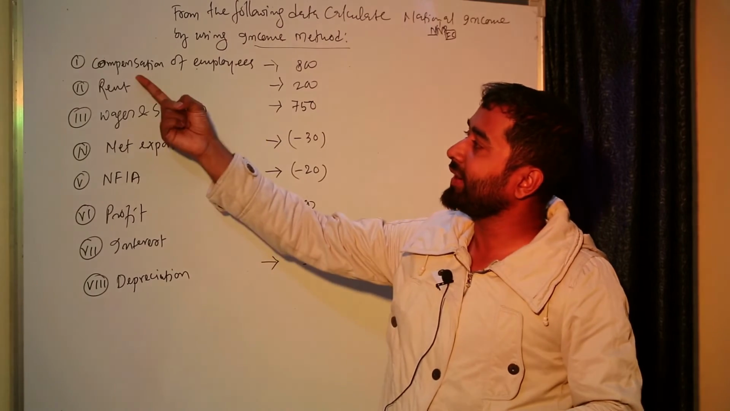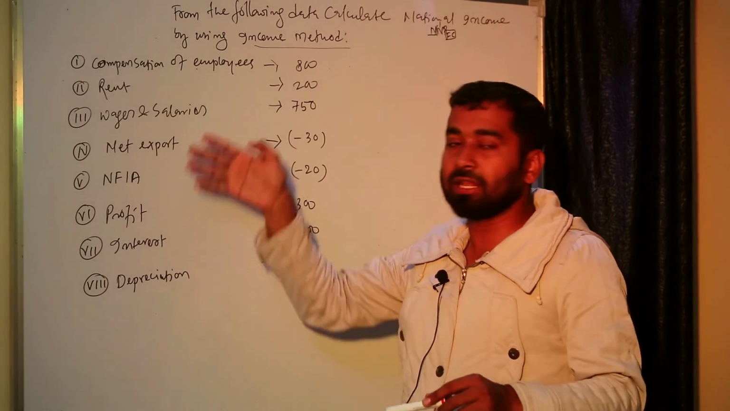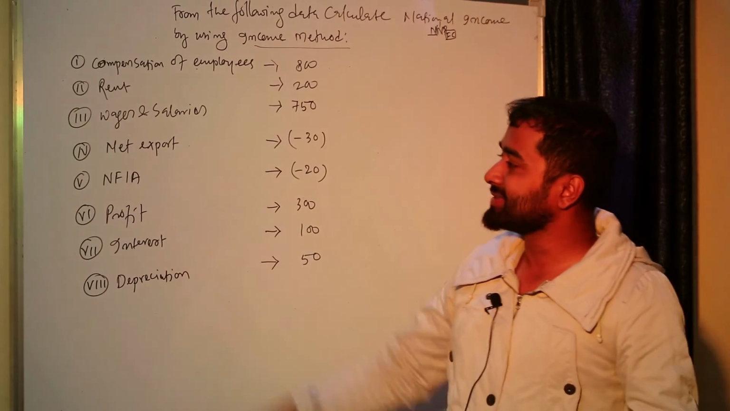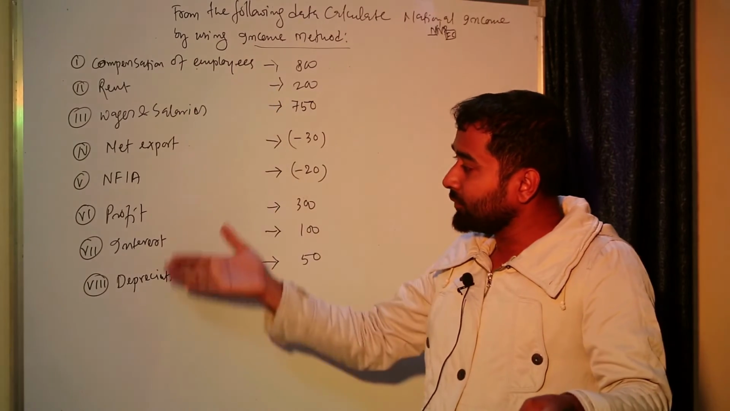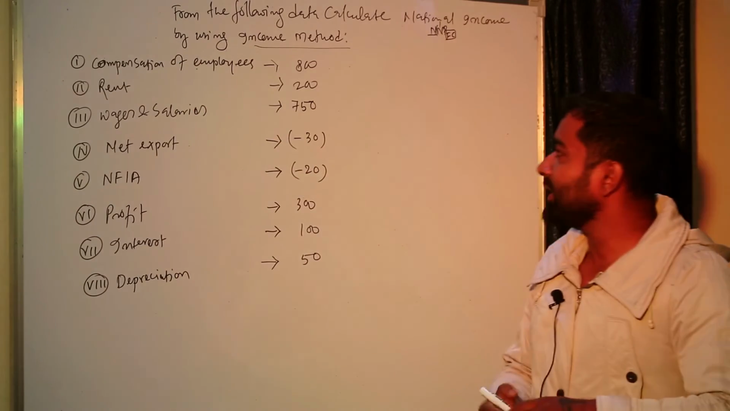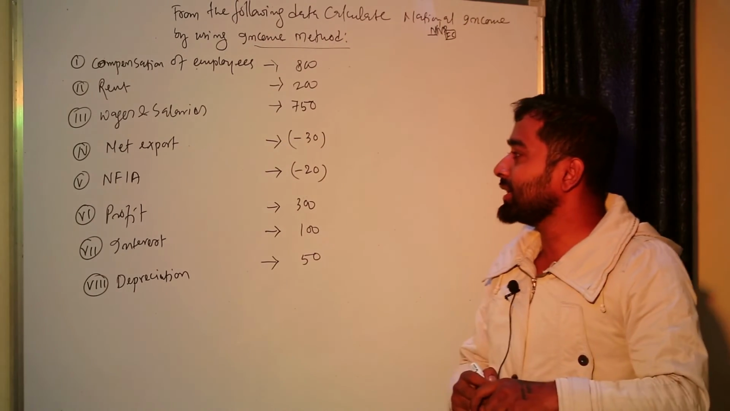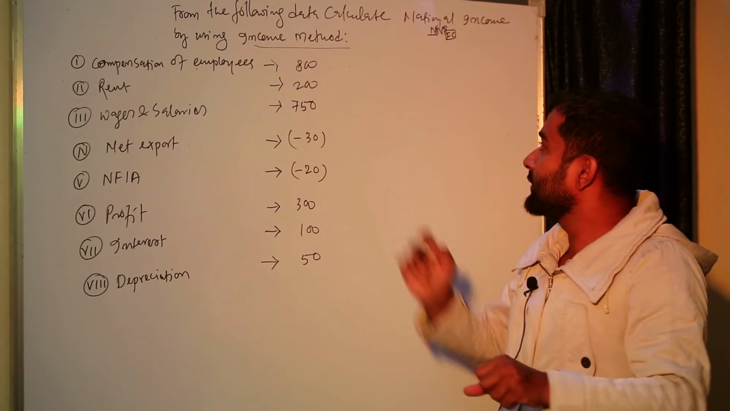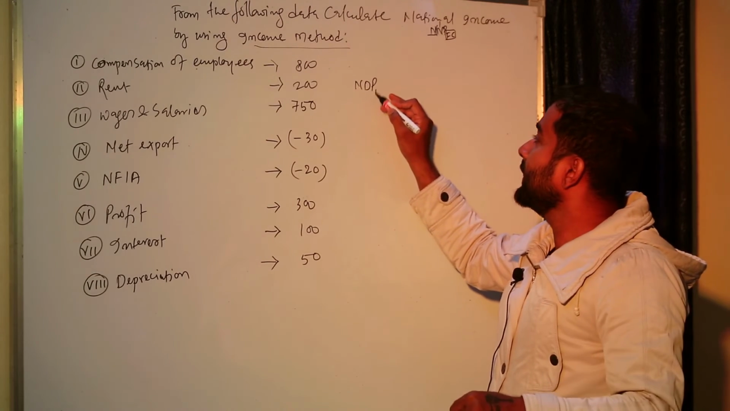So now here, if you find compensation of employees, rent, wages, net export, NFIA, you can easily find out we can use only the income method. Here all information related to the expenditure method is not given, value added method not given. So all the information given here, we should use the income method formula. First, I am not checking what the question is asking. In national income, by using the income method, the first formula that I am using gives you NDP FC.